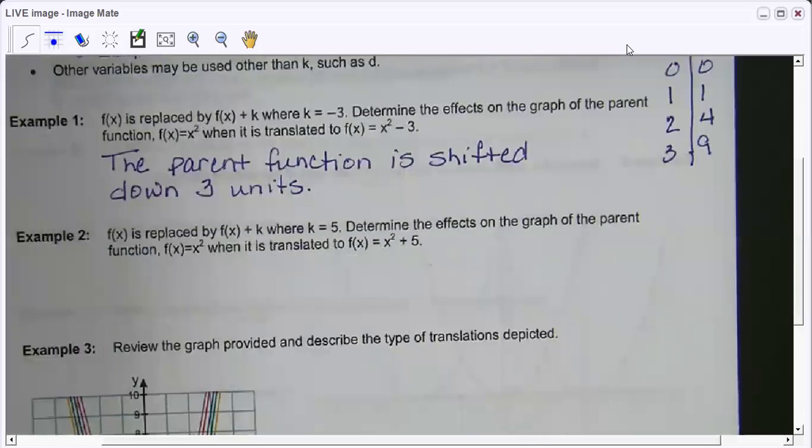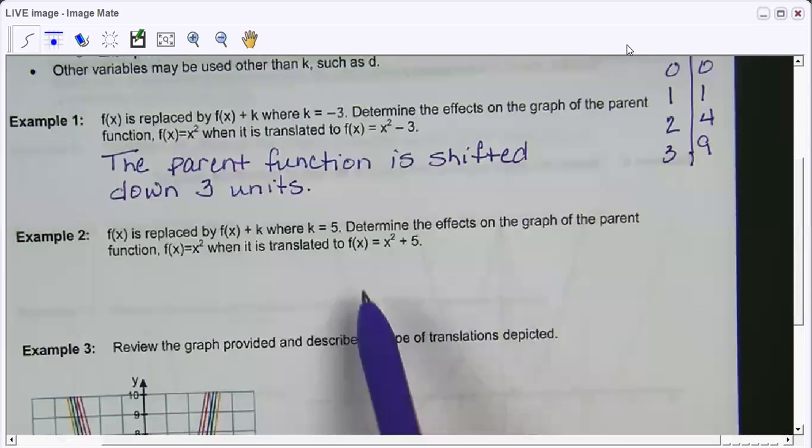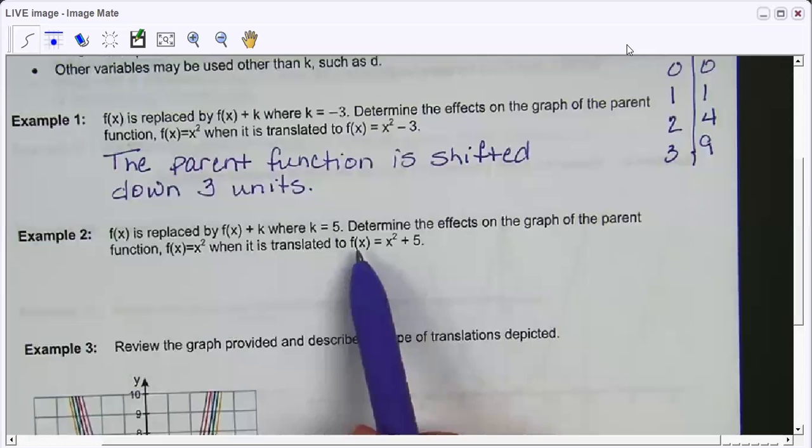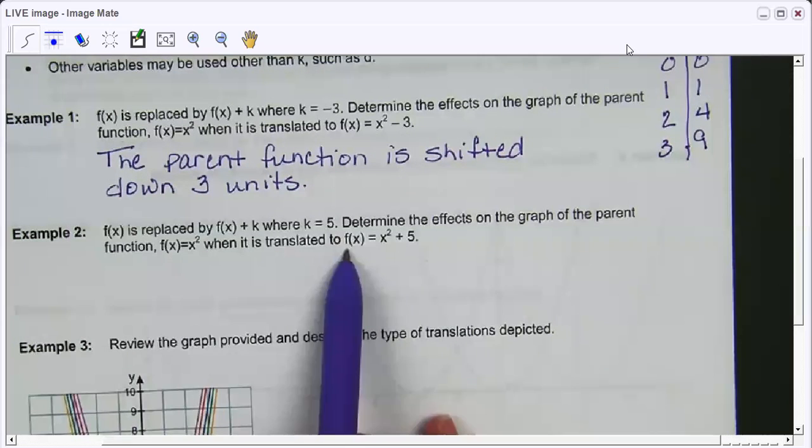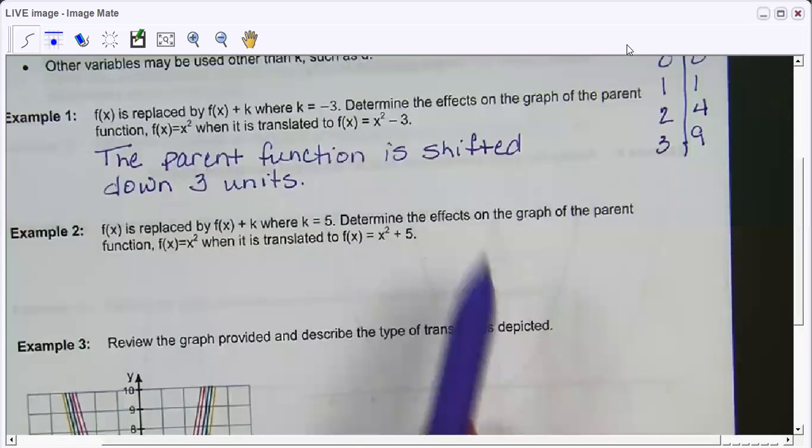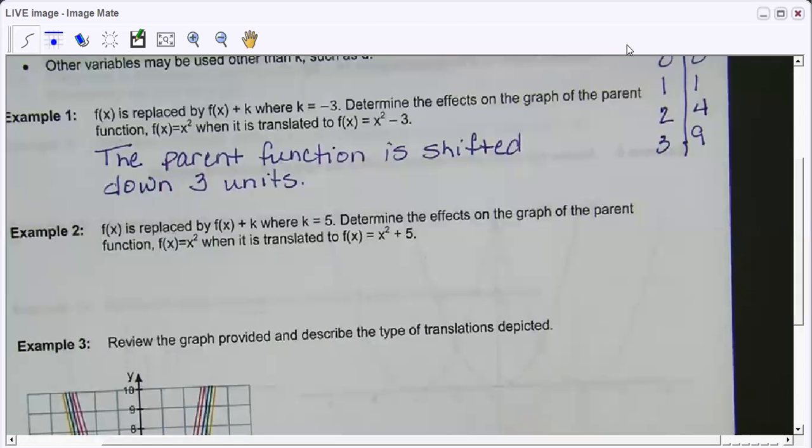Example 2. You now have the parent function f of x equals x squared translated to f of x equals x squared plus 5. What are we doing? We are translating it up. Yeah, we're translating it up 5 units. What this means, and you can write that down, the parent function is shifted up 5 units. What you're actually doing is you're taking every plotted point in your parabola and you're just moving it up 5 points.